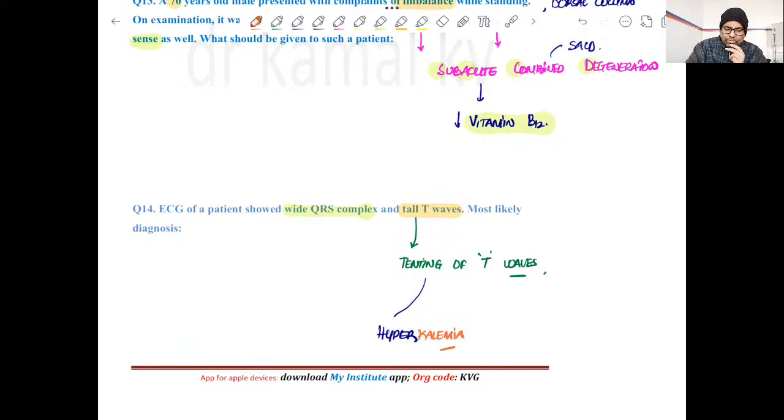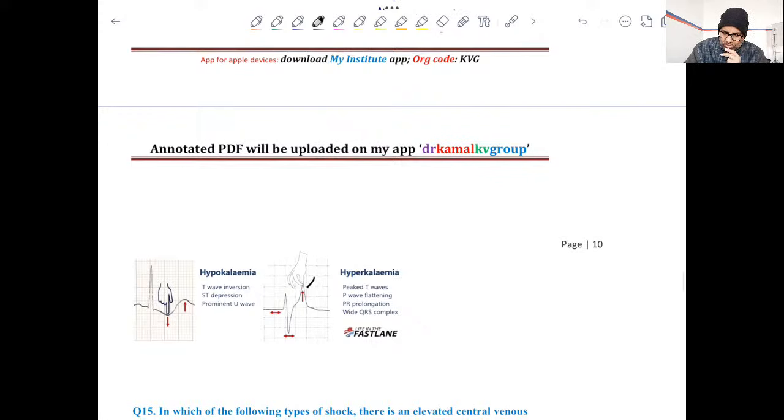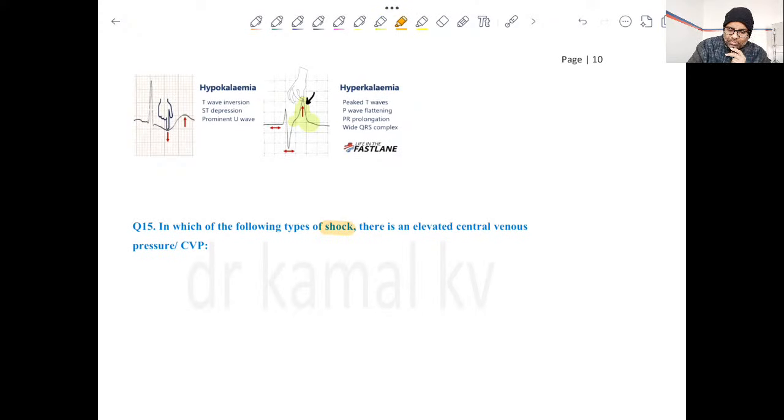So excess of serum potassium, right? And in fact, this is the earliest ECG change of hyperkalemia. Very good, Avinash, right? So this is how you can see tenting of or tall T waves, right? So this is how you can see on ECG, tall T waves. Clear?